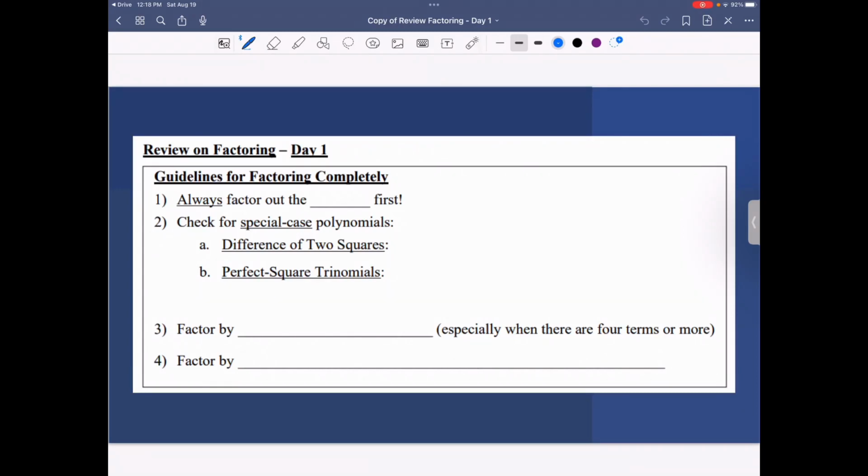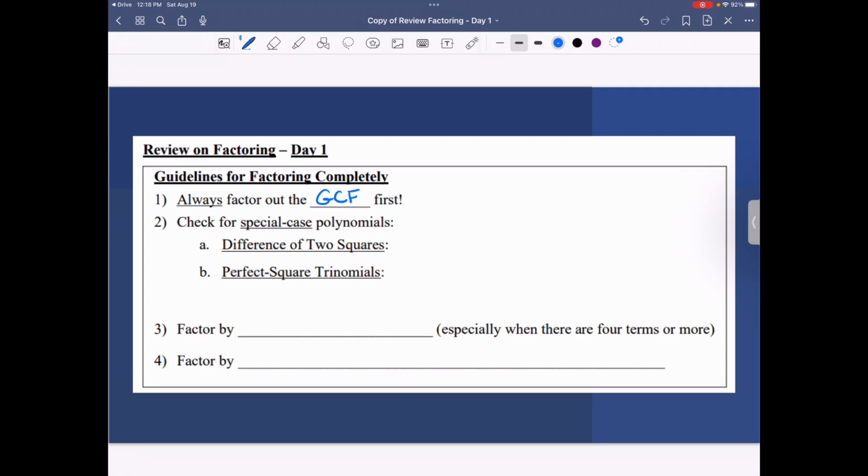Hello, students. Today we're going to review factoring, and this will be our first day of review. I will pause the video at certain points so that we can work on problems as a class. Okay, number 1. Always factor out the GCF first.